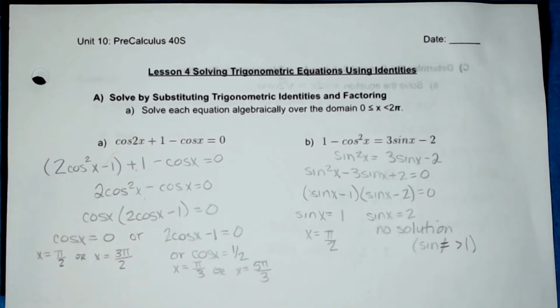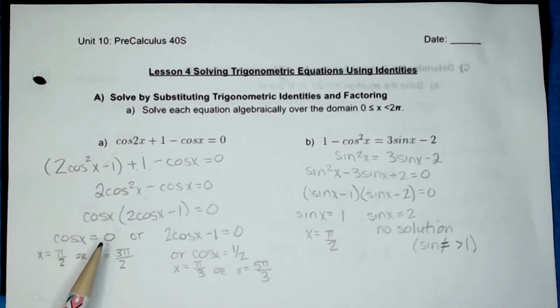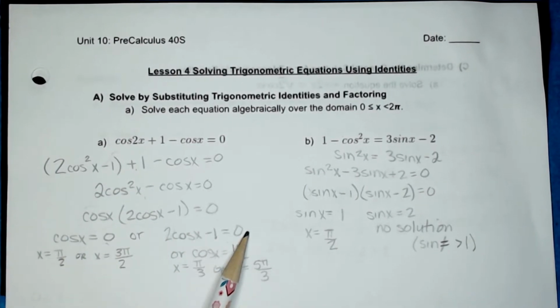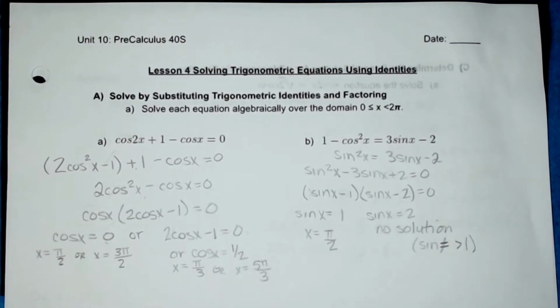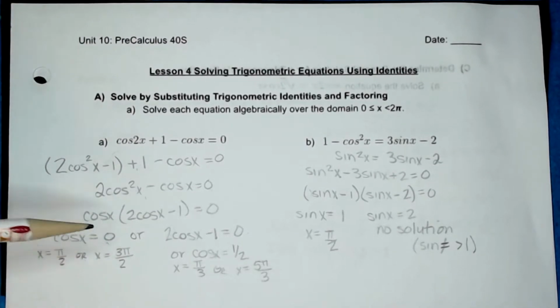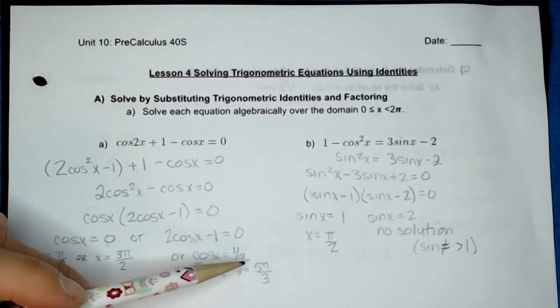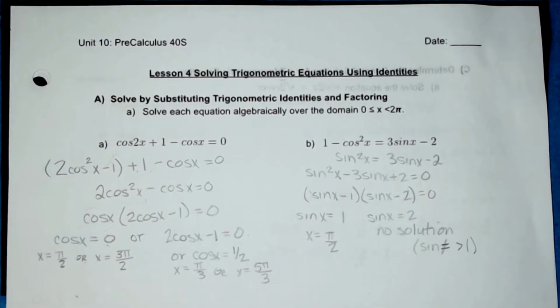Next step is to factor out a cosine x. That will leave you with two terms. We have cos x equals 0 or 2 cos x minus 1 equals 0. From here, you want to just consult your unit circle and find the values of cos x that this statement is true for. So cos x equals 0, that's true at both pi over 2 or 3 pi over 2. And 2 cos x minus 1, or cos x equals 1/2, is true at pi over 3 or 5 pi over 3. So this question here actually has 4 solutions. All of these values are defined for x.